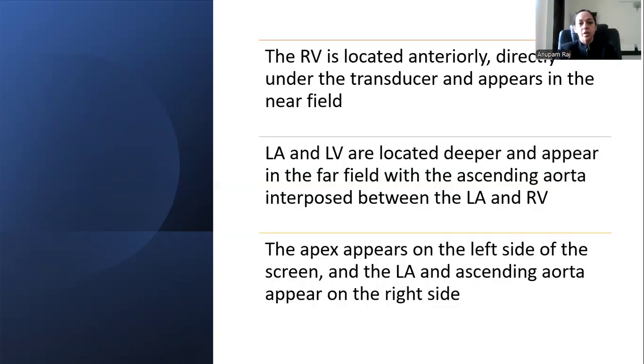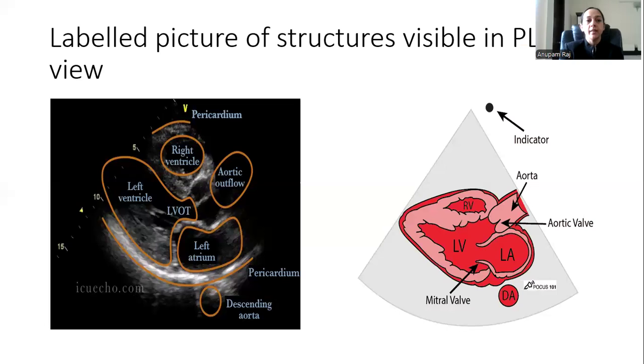an ascending aorta image. Now, the RV is located anteriorly, directly under the transducer, and appears in the near field. LA and LV are located deeper and they appear in the far field with the ascending aorta interposed between the LA and RV. The apex appears on the left side of the screen and LA and ascending aorta appear on the right side. It's important to memorize exactly what structure is present.